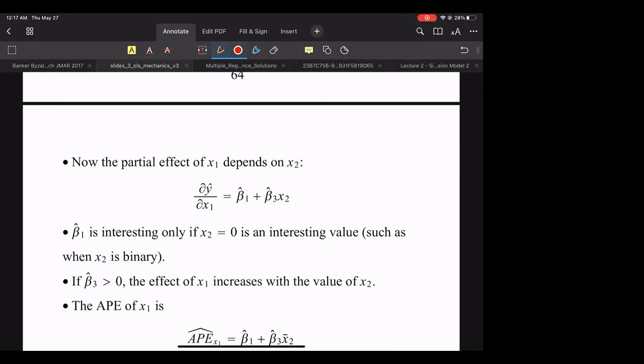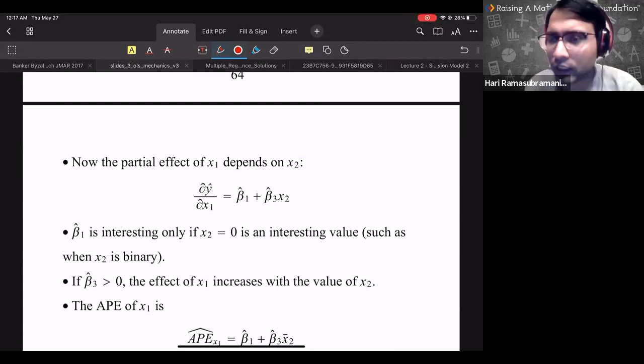The AP is average partial effect, right? Yes, average partial effect. Average partial effect is you take this partial effect. Why is it called partial effect? Because you found the partial derivative.